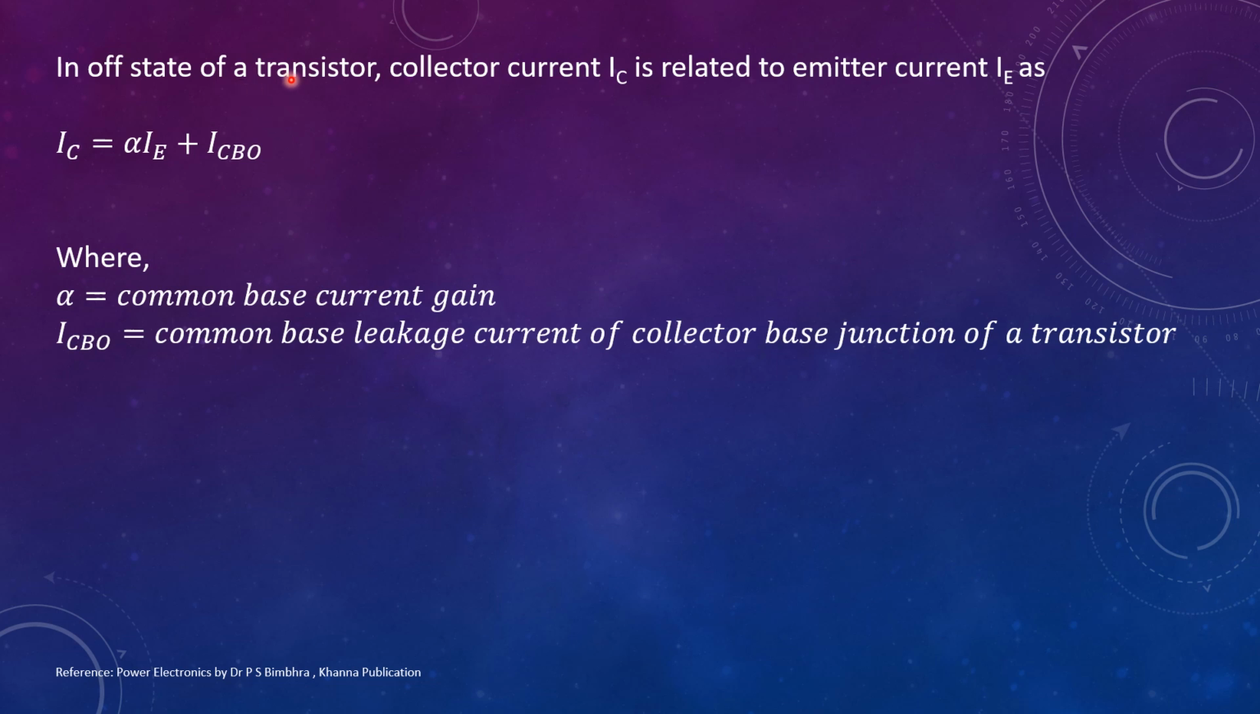For a transistor in the off state, the collector current IC is related to emitter current by the equation IC is equal to alpha IE plus ICBO, where alpha is the common base current gain and ICBO is the common base leakage current of the collector base junction of a transistor.